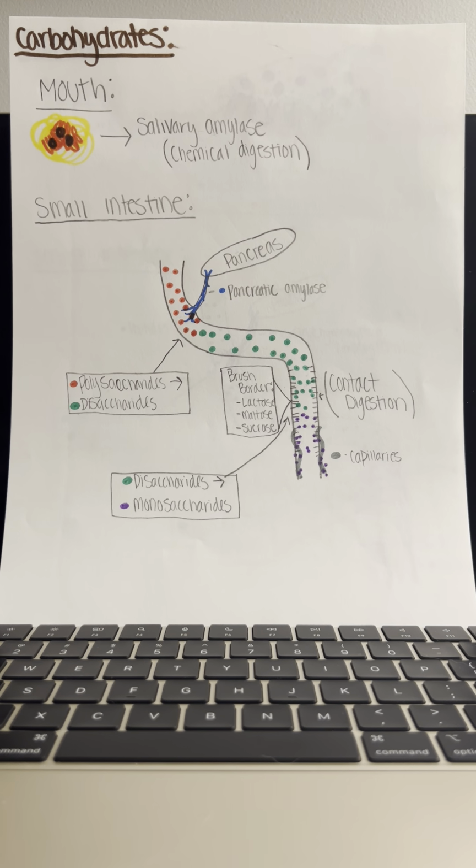The disaccharides go through final breakdown through contact digestion with the brush borders of the microvilli that contain lactase, maltase, and sucrase, which break down the carbohydrates. This turns the disaccharides into monosaccharides, which are then absorbed into the capillaries.